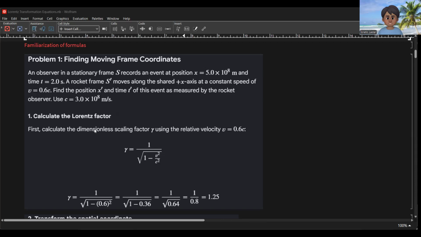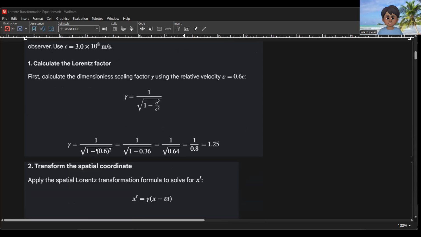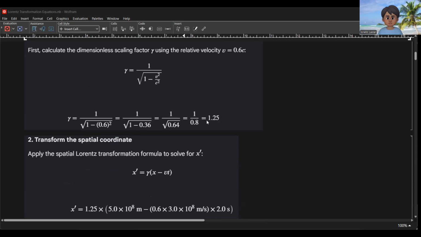So calculate the Lorentz factor here. First calculate the dimensionless scaling factor gamma using the relative velocity v equal to 0.6 c. So we have this by substitution. So the Lorentz factor is equal to 1.25. There is no unit for this.